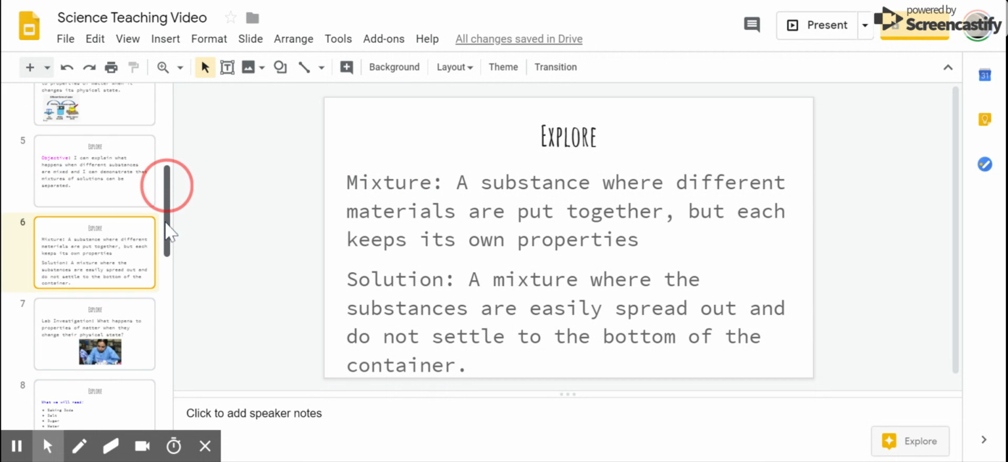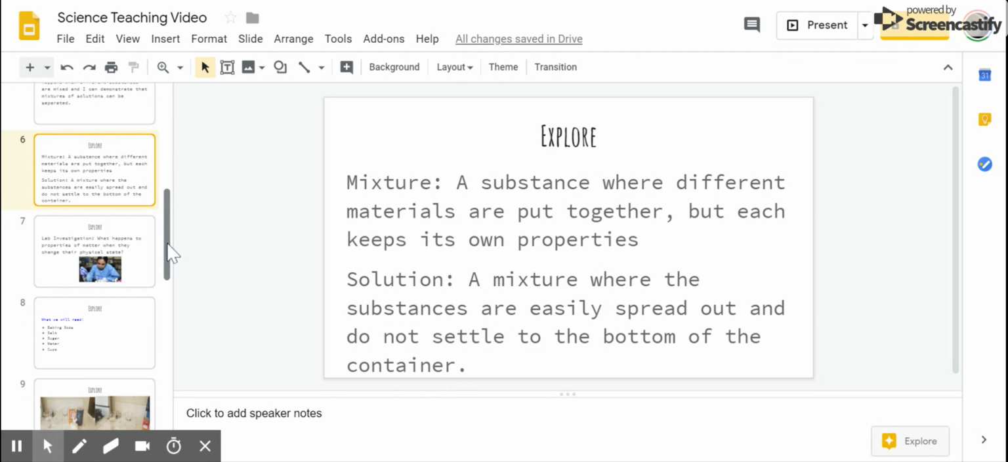And let's begin by talking about our vocabulary. So, a mixture is a substance where different materials are put together, but each keeps its own property. And a solution is a mixture where the substances are easily spread out and do not settle to the bottom of the container. And today we'll be talking about both of those.